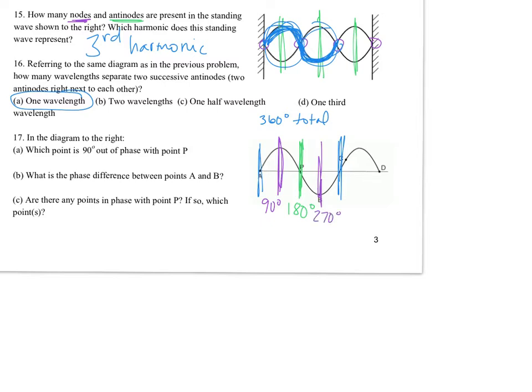Okay. Let's do a different color. Let's bring back the red. Okay. So what point is 90 degrees out of phase with point P? Out of phase meaning 90 degrees away from. Okay. So point P is right here. So 90 degrees away means over to here or here. There's nothing in this one on the left, so it has to be here on the right, and that is point B.